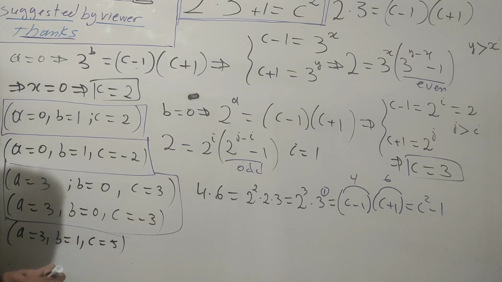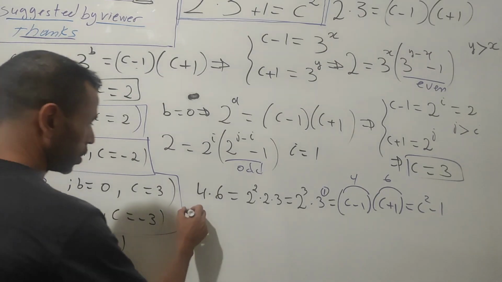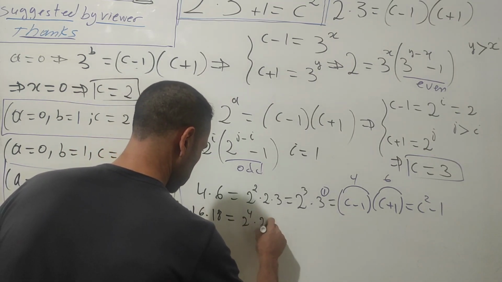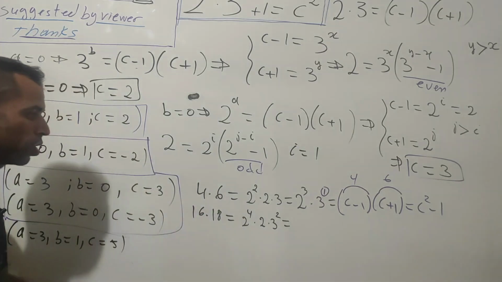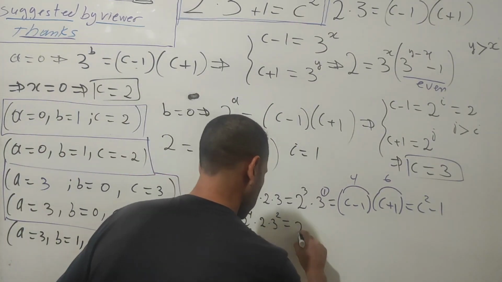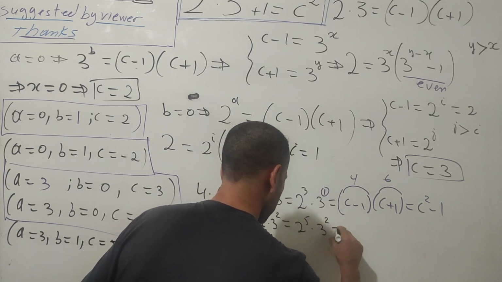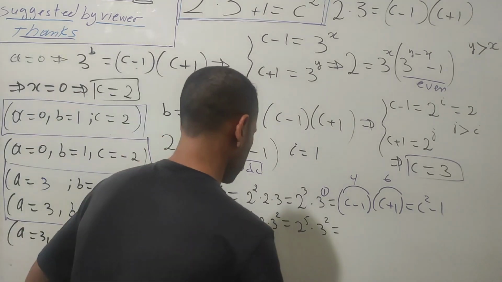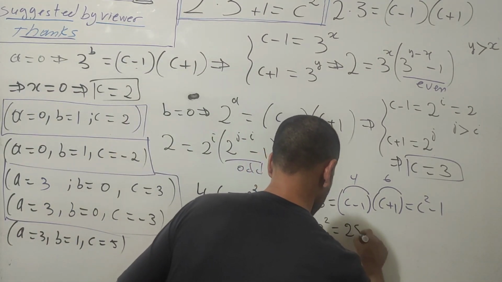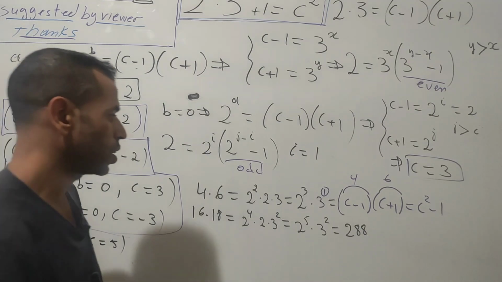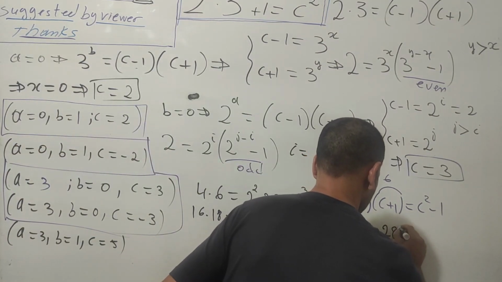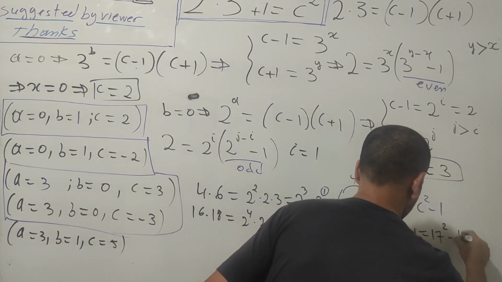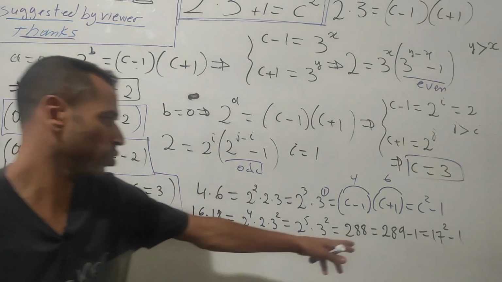Okay, let's check another type of solution. So I get 16 multiplied by 18, which equals 2 to the 4 multiplied by 2 multiplied by 3 squared. I'm going to add this one in the exponent. I get 2 to the 5th multiplied by 3 squared. As I said before, this 16 multiplied by 18 is the same as 288. This 288 is the same as 289 minus 1, which is 17 squared minus 1. Okay, so we get c equals 17.